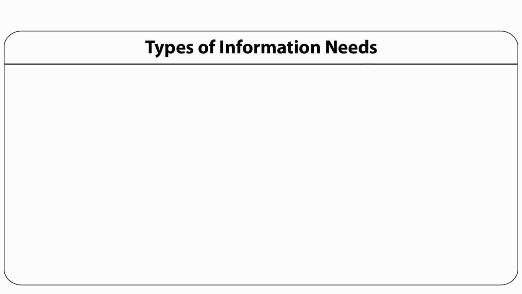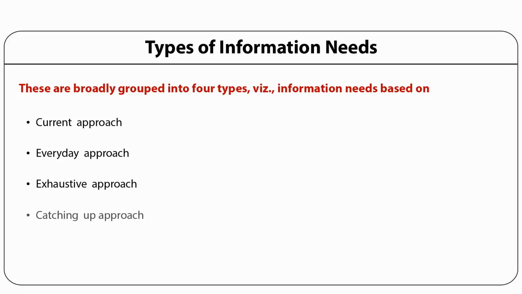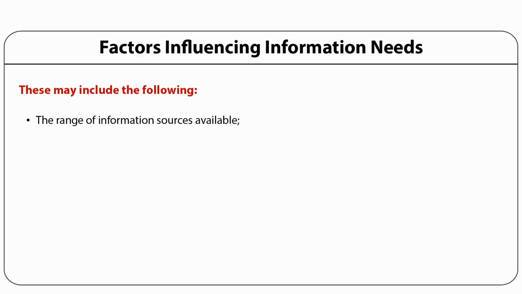Information needs of users are broadly grouped into 4 types, namely information needs based upon the current approach, where they want to know about current information, current topics. Everyday approach, which is information needed in everyday activity. Exhaustive approach, when they want to have complete information as far as possible. And catching up approach, when they want to brush up their knowledge on a topic. The factors which influence the information needs include the range of information sources available in a library and information system.